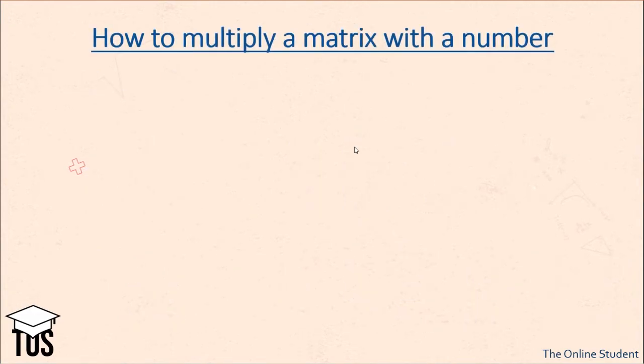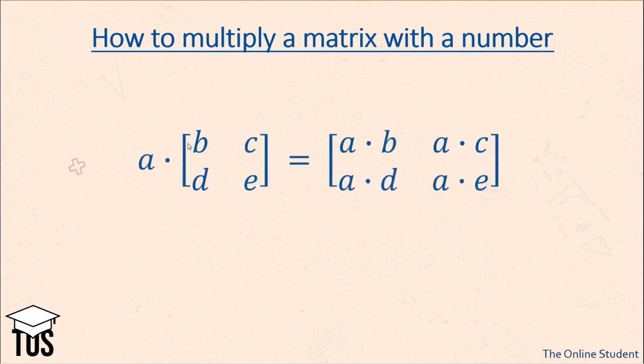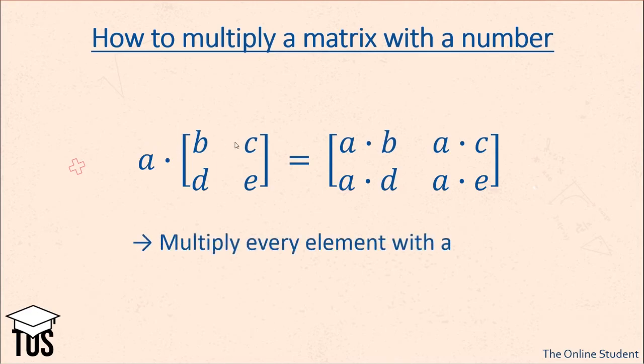Lastly, let's learn how to multiply a matrix with a number. Let's say we want to multiply this BCDE matrix with A. You just multiply every element with A. So we multiply B with A, C with A, D with A, and E with A, and this is our solution.